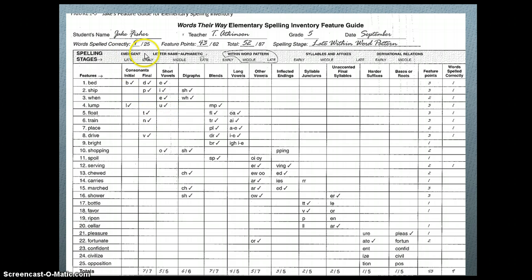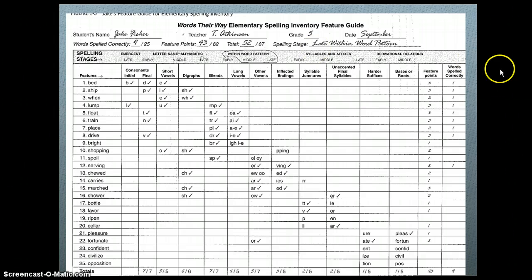And up here it tells you the spelling stages. So when the child misses 2 features from that section, that's where you would want to provide instruction. So here is his instructional level. This is his independent. This would be frustration. So he is in the late within word pattern stage. He had 9 words spelled correctly, but had 43 feature points for a total of 52 out of 87.